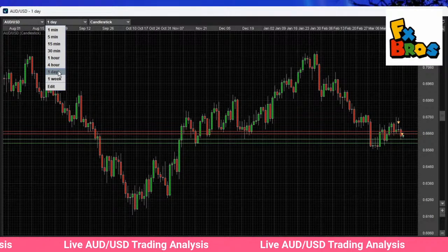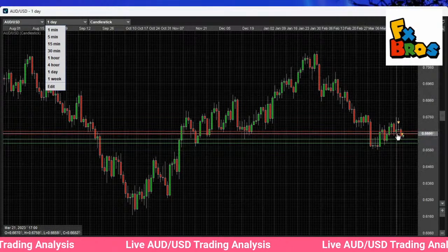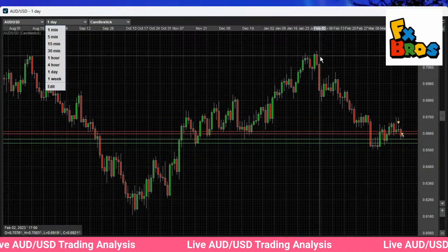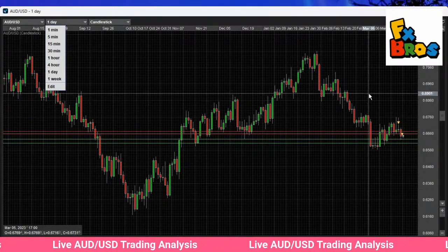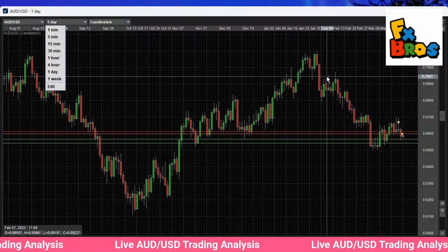Based off the daily, even if we went with this structure here and we printed that here, how long did that take? That was February to beginning of March, pretty much about 30, 40 days.